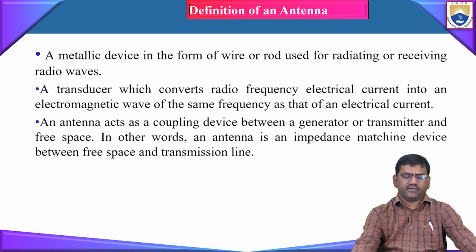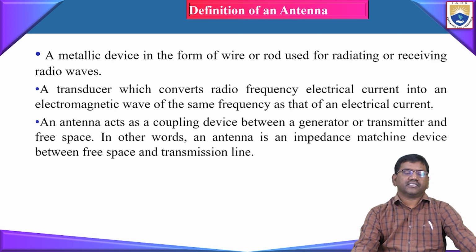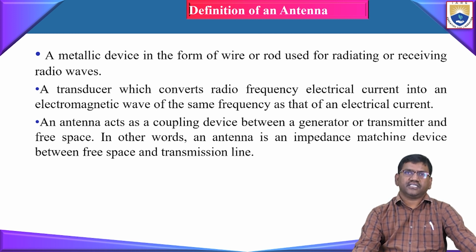These are some of the basic definitions of an antenna. A metallic device in the form of wire or rod used for radiating or receiving radio waves is a definition of antenna. Whenever a high frequency current is applied to a conductor, some amount of energy resides inside the conductor in the form of resistance, and some amount of energy escapes into free space. This escaped energy we call a radio wave, electromagnetic energy or electromagnetic waves.